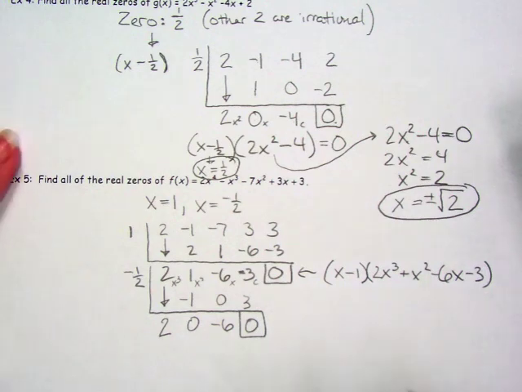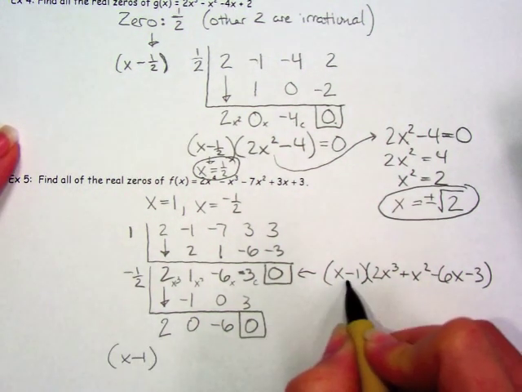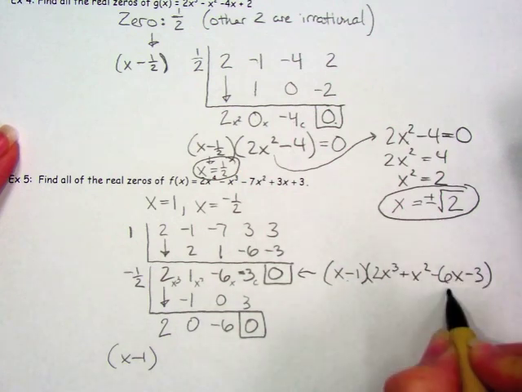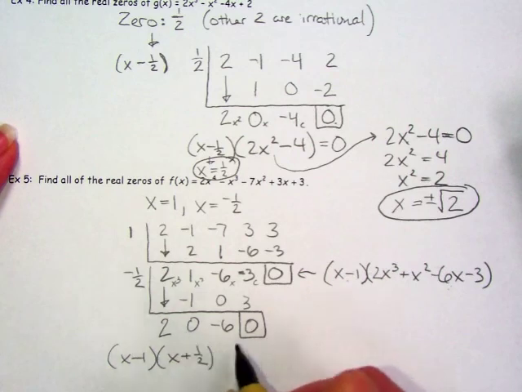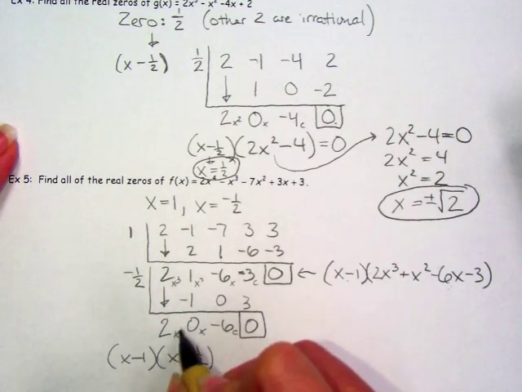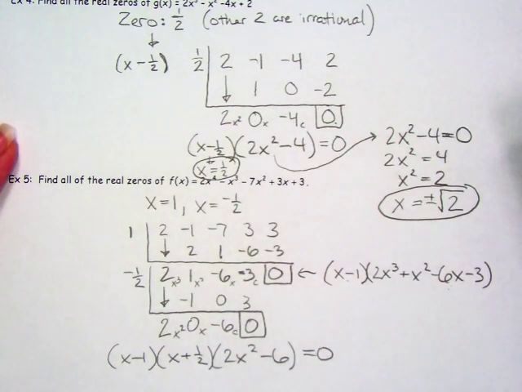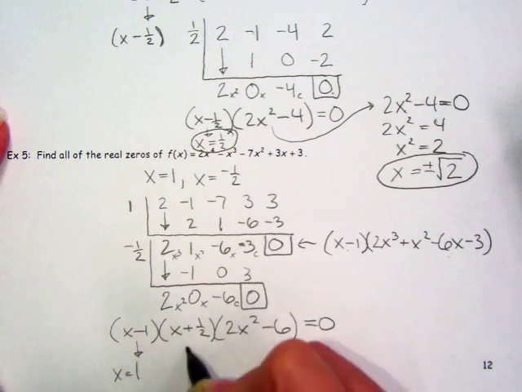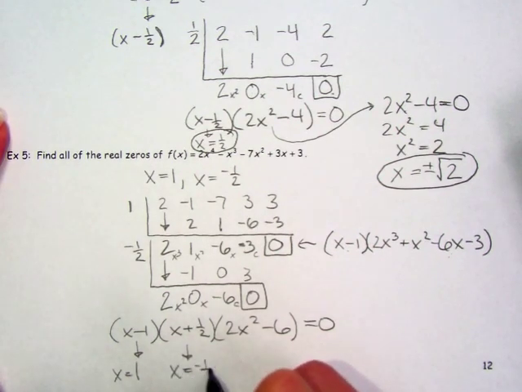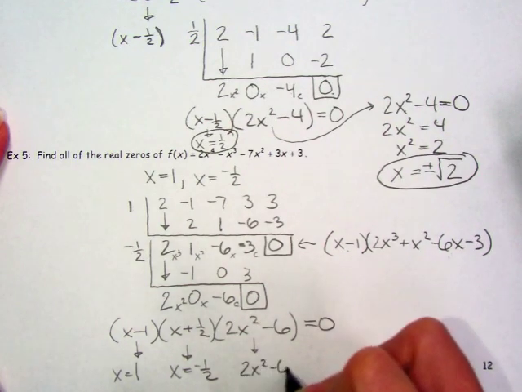And so now I've got my polynomial as x minus 1 from before, times x plus 1/2, times 2x squared minus 6. I want to know the 0s, so I want to know when this equals 0. We already had the one at 1. We already had the one at -1/2. From this, I need to figure out what makes 2x squared minus 6 equal 0.